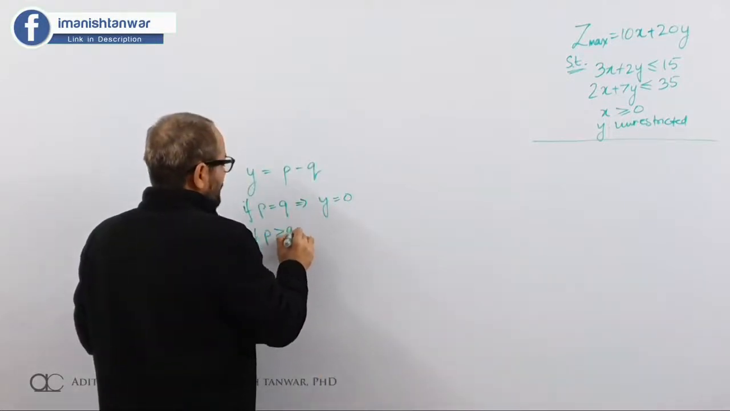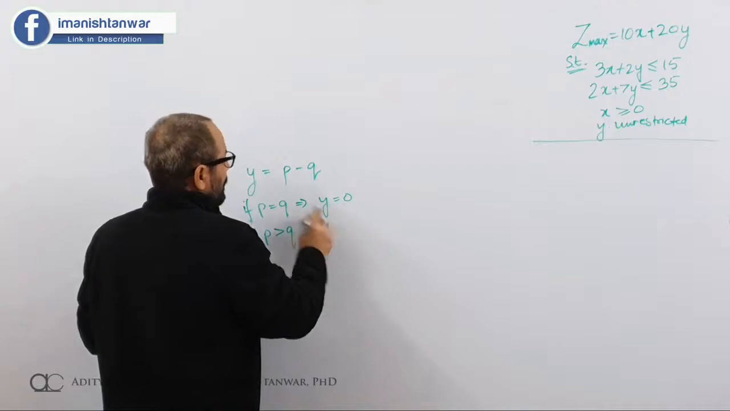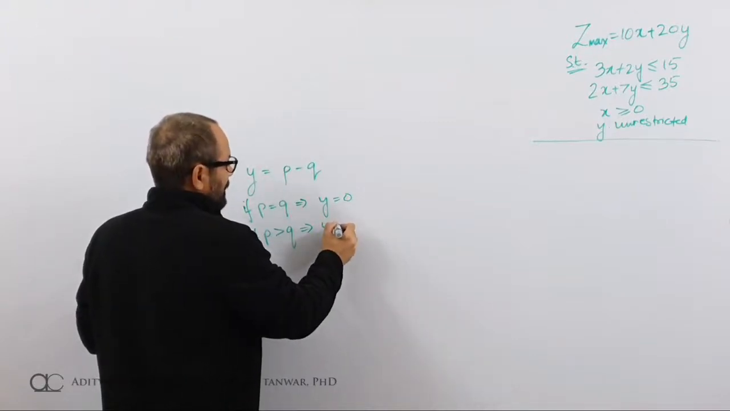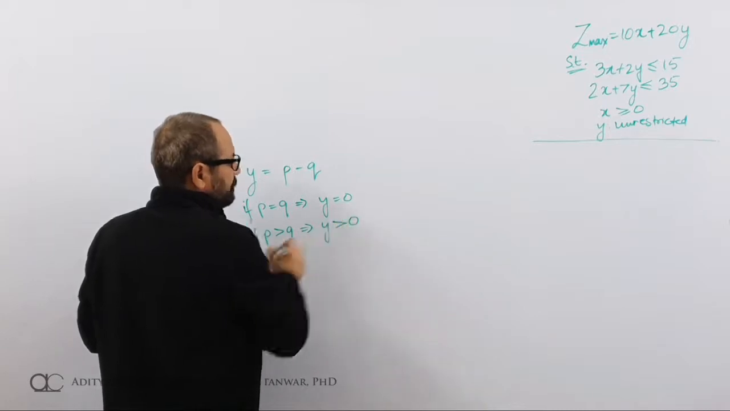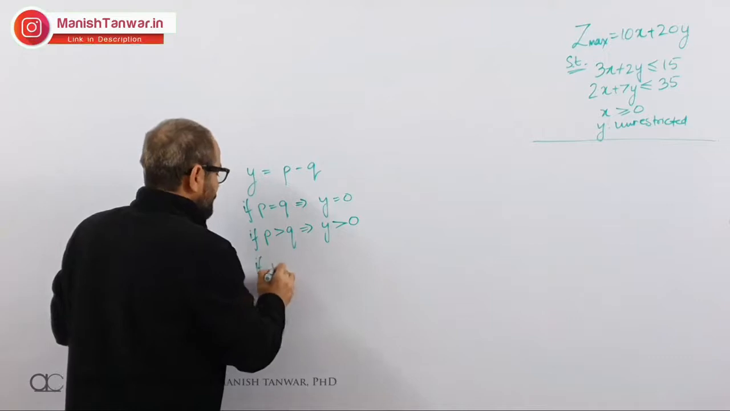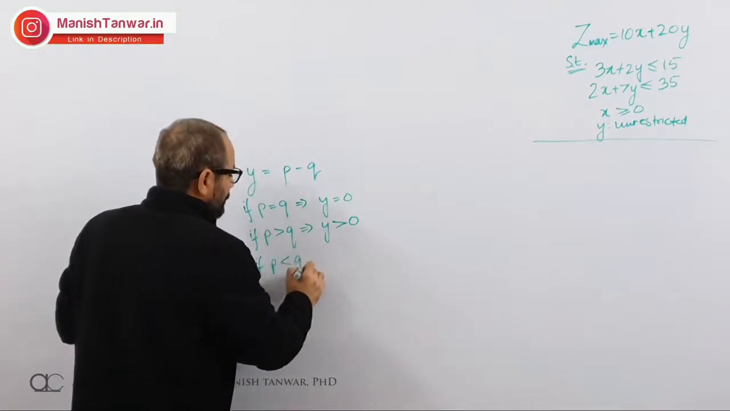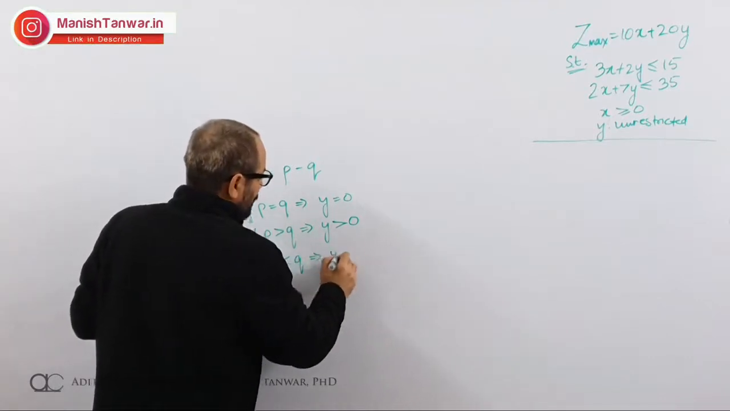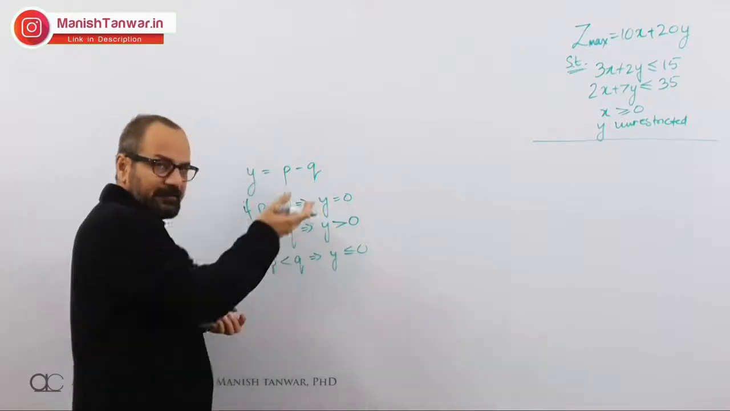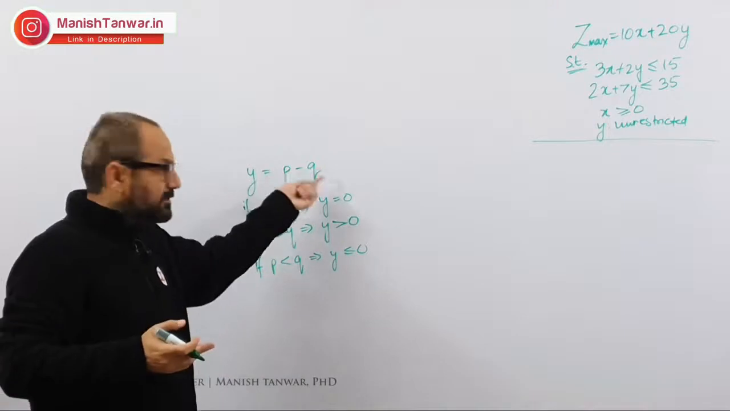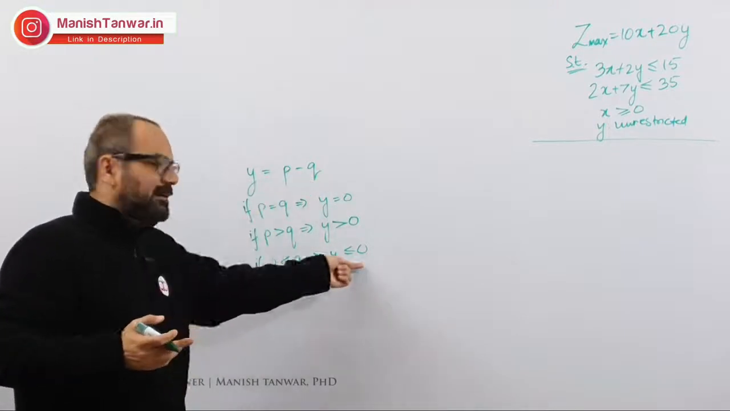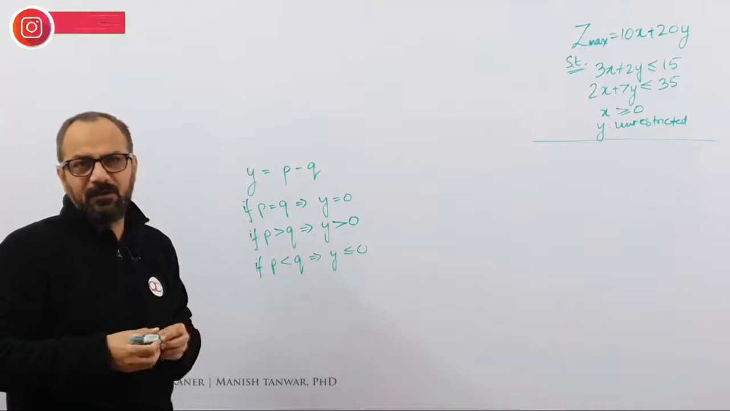If p is greater than q, this term will be positive, so y is greater than 0. And in our third case, if p is less than q, this will imply that y is less than 0. So q is larger. If q is larger, then this solution becomes negative. Solution becoming negative means y is negative, y being smaller than 0.